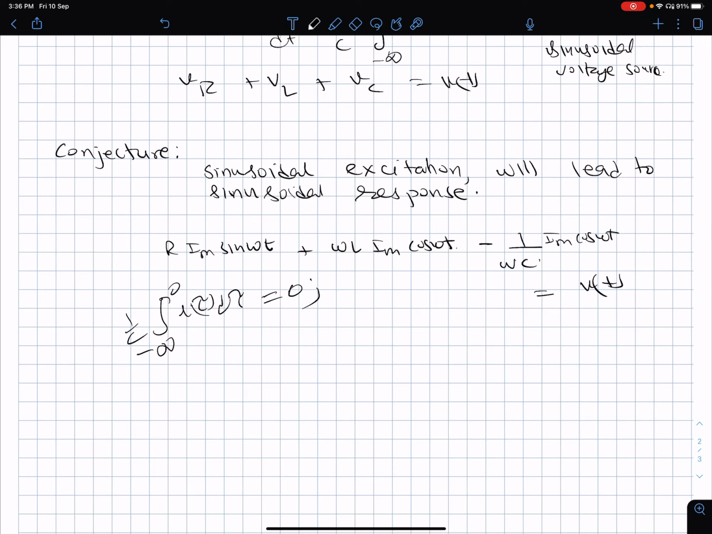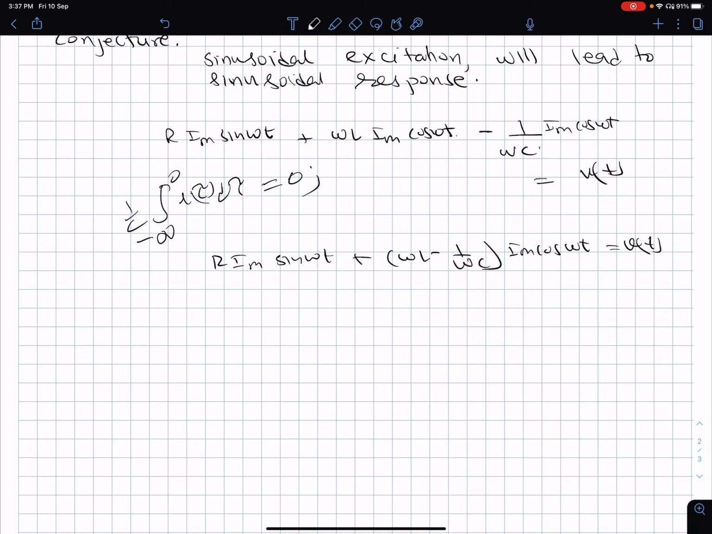Now, if I group the things together, I can write this as R I_m sine of omega t plus (omega L minus 1 by omega C) I_m cos of omega t to be equal to V of t.